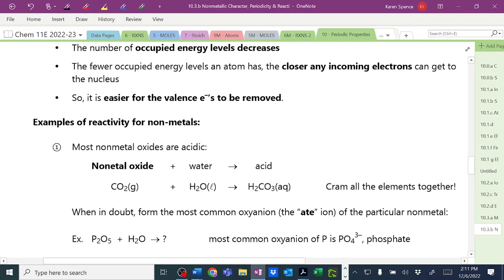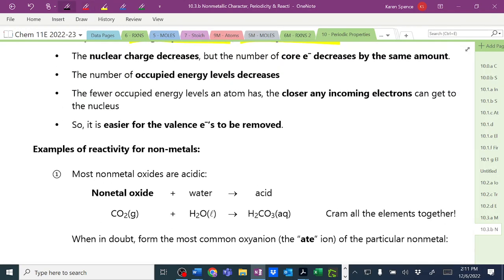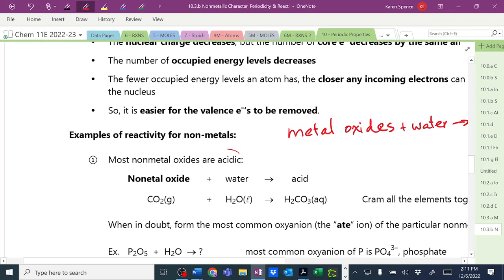Okay, and here's the real bit that I wanted to get to. Non-metal, what do you remember about metal oxides? What did we get when we reacted a metal oxide with water? We got a base. What do you think we're going to get when we react a non-metal oxide with water? We're going to get an acid.